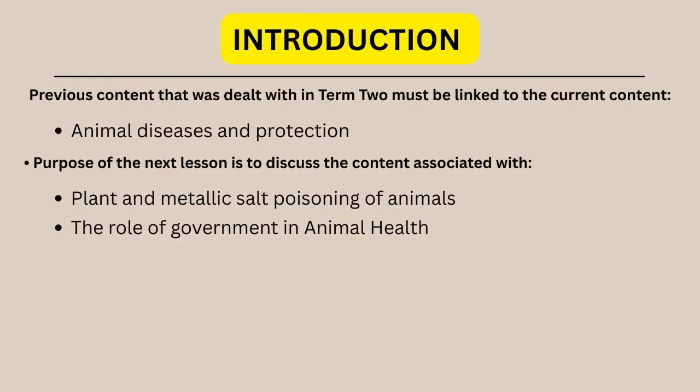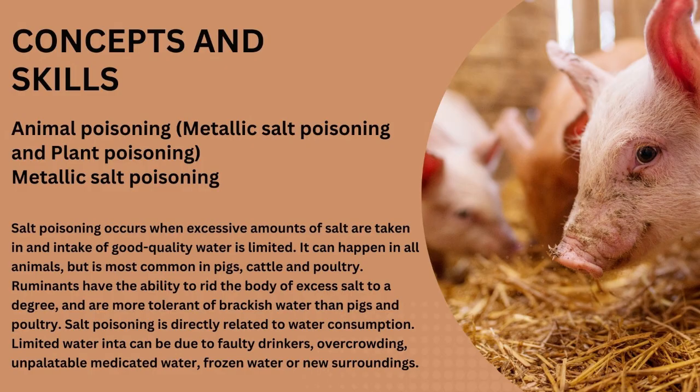Introduction. Previous content that was dealt with in Term 2 must be linked to the current content. Animal diseases and protection. Purpose of the next lesson is to discuss the content associated with plant and metallic salt poisoning of animals. The role of government in animal health. Concepts and skills. Animal poisoning, metallic salt poisoning and plant poisoning.